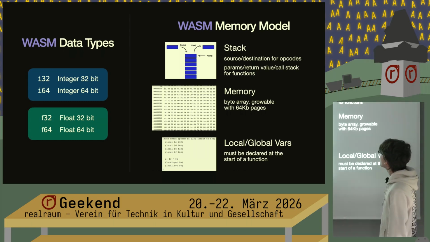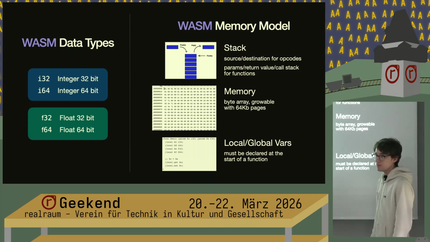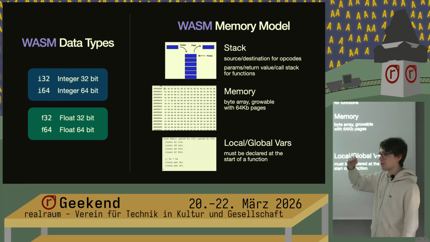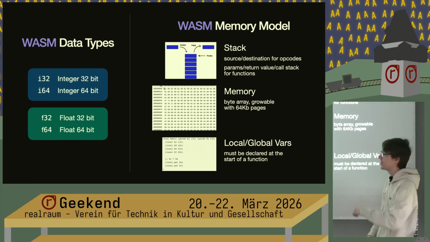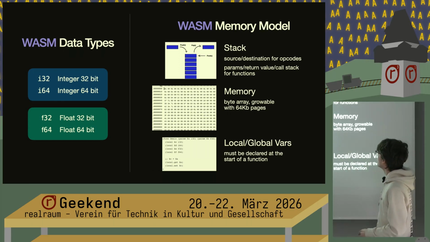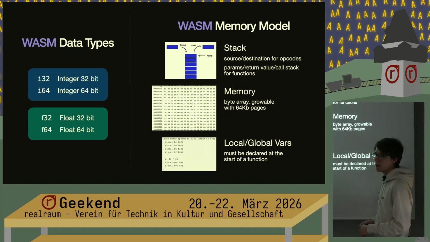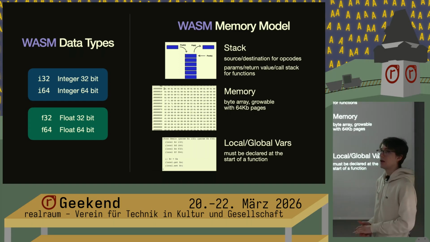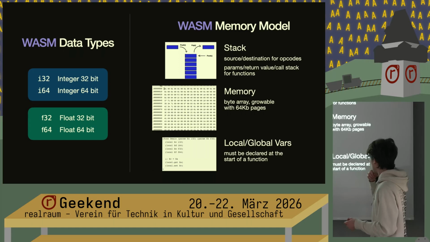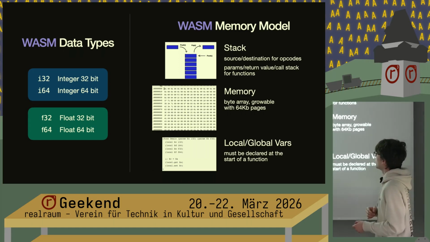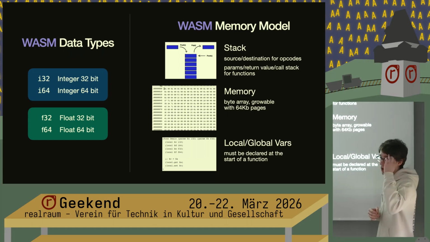And it's a stack machine. That means that if you want to add two numbers together, you need to push them to the stack, and then call add, which will pop two numbers and sum them together and put the result back into the stack. And it has linear memory. You can have like one very big byte array in which you can read and write with a pointer. And it's growable with 64 kilobyte pages.